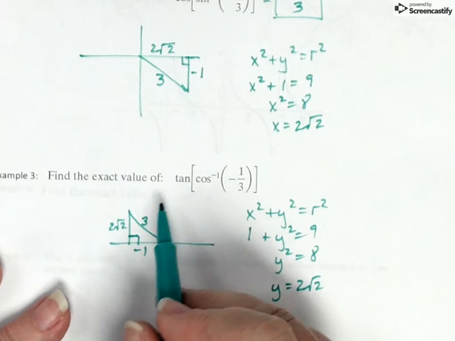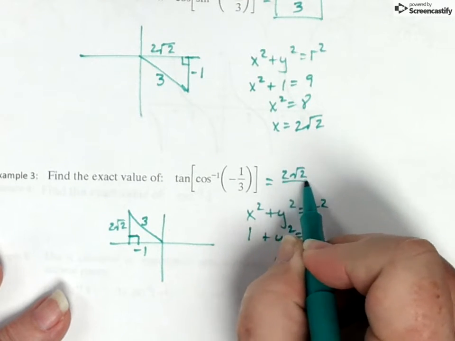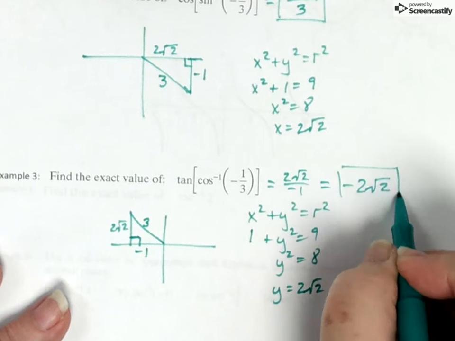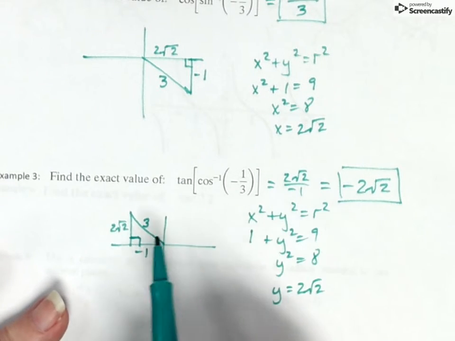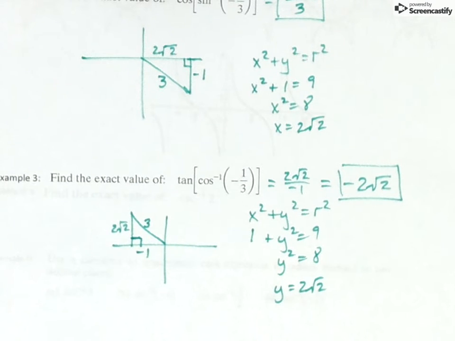The tangent value is y over x, so that's equal to 2 root 2 over negative 1, which simplifies to negative 2 root 2. And tangent is negative in quadrant 2, so that works out, and it's all good.